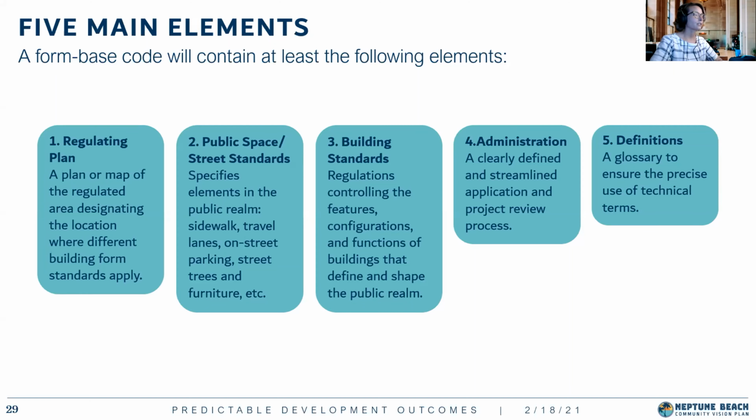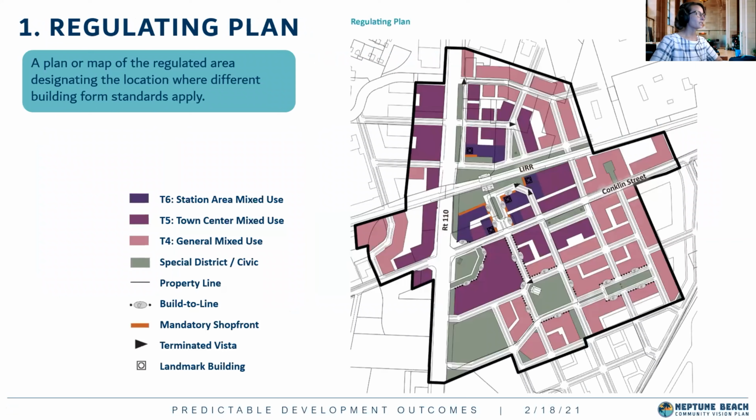There's administration, which I'll say every code, including a conventional code, has some section on administration that clearly defines and explains the process for pursuing an application and building a new project and the entire review process. And then finally, there has to be a section on definitions. So I'll go through these one by one.